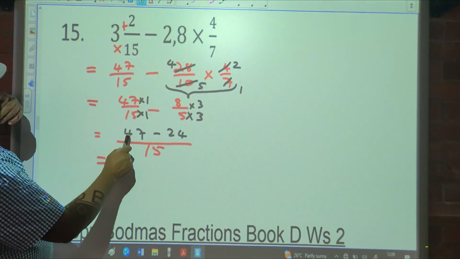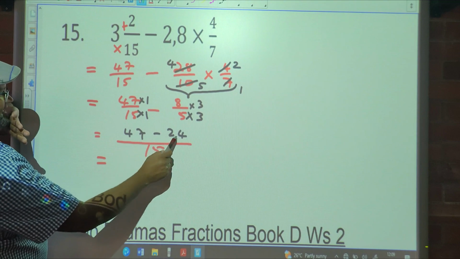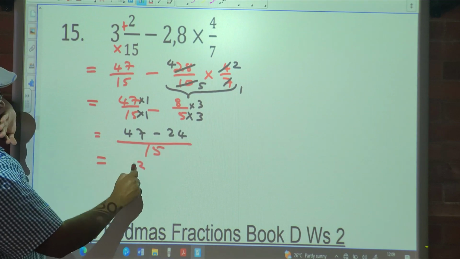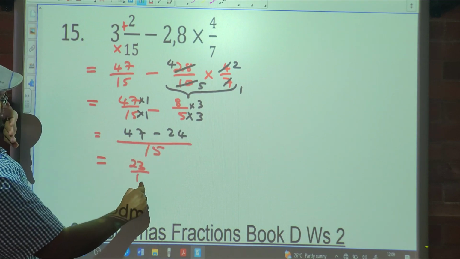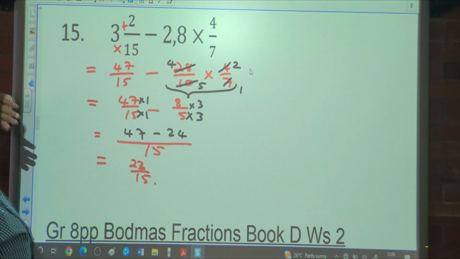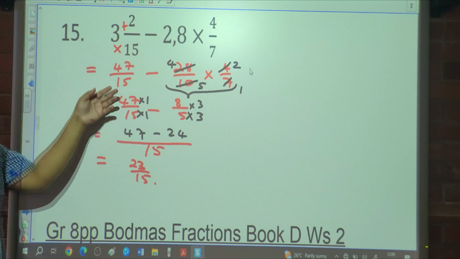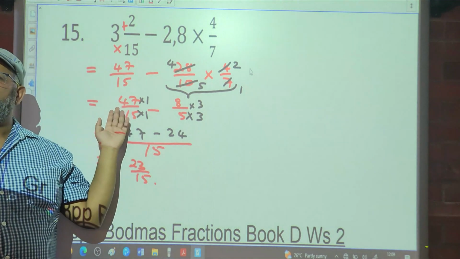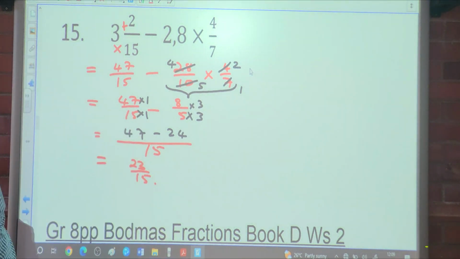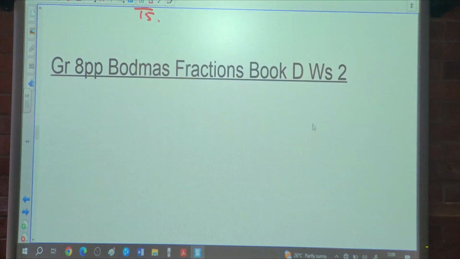Now 47 minus 24 is 23 over 15. So any confusion there? When do we find an LCM, people? Only when we are adding and subtracting, no? Yes?